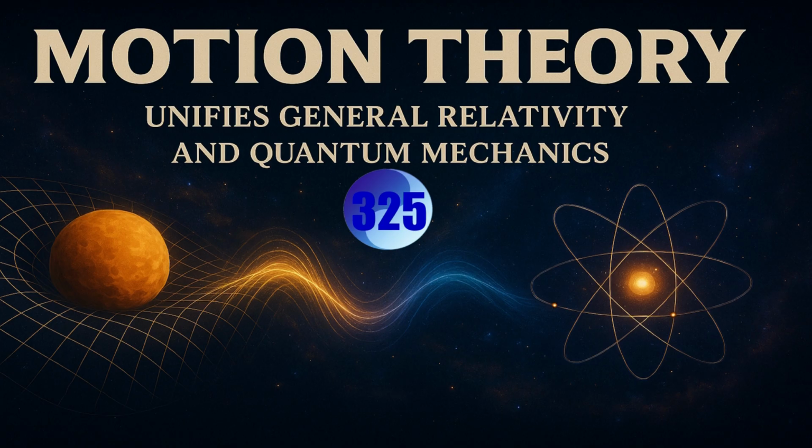Something like that, yeah. GR assumed continuity but couldn't grasp the discrete quantum world. QM assumed probability but couldn't generate the smooth coherence of gravity. Motion theory claims to provide that missing foundation, structured synchronization across constraint gradients. That's the engine driving both sets of symptoms.